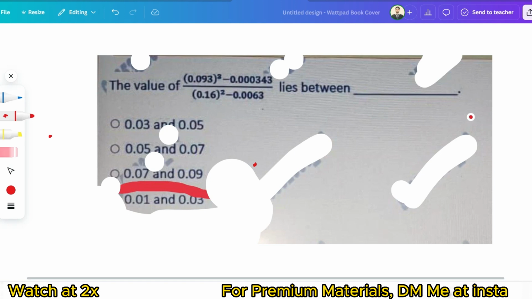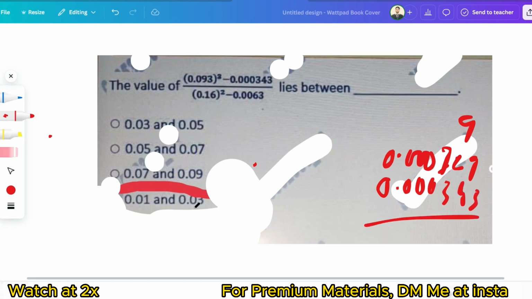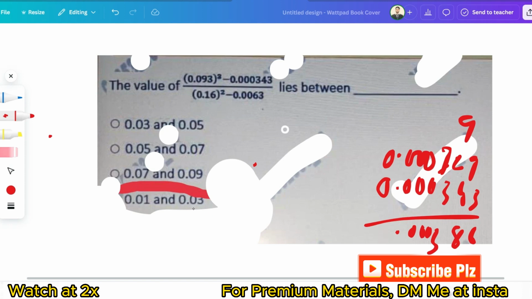And what is the cube of 9? 9 square is 81 and 9 cube is 729. So it will become 0.000729, and 0.000343 is already there, so we have to just subtract this number. Subtracting 343 from 729 gives 386, so 0.000386. The denominator is 0.16 square, and 16 square is 256, right?